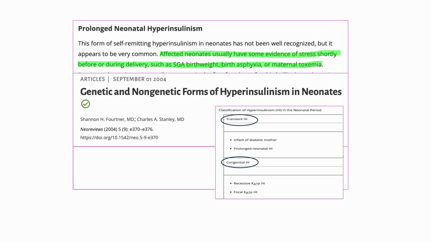The other good article is in NeoReviews. If you have access to that, this is again freely available, and here they talk about two types. One is transient and one is congenital. The baby presented has the congenital type. There was no history of diabetes in the mother, so this baby qualifies into the prolonged one. And here it says that the prolonged form could be in small for gestational age babies, and of course the other two are birth asphyxia and maternal toxemia. So again, remember the point this presentation is making is that transient hyperinsulinemia is to be considered in small for gestational age babies and neonates, and sometimes this can last up to weeks.